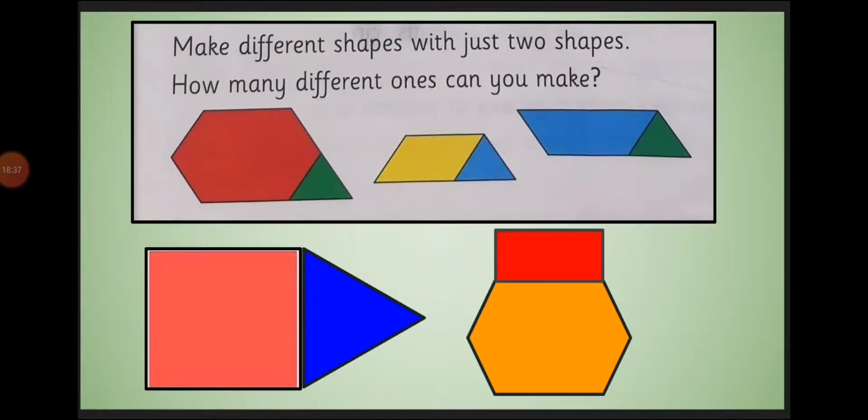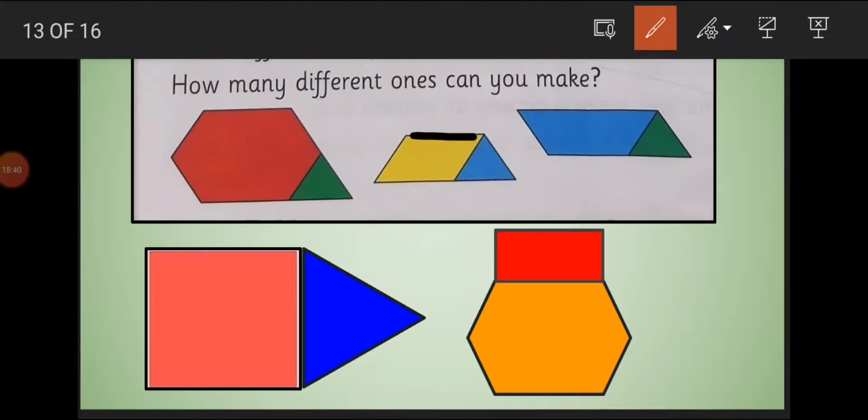Now look at the next one. You can see this one. The two opposite sides are the same. It's a parallelogram. Look at this one. This is a triangle. So it is made up of a parallelogram and a triangle. 2 shapes are used here.